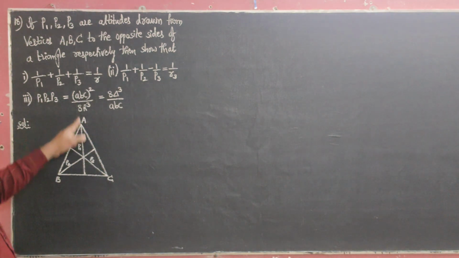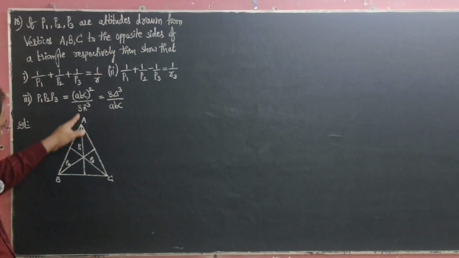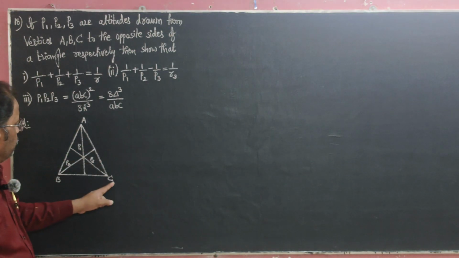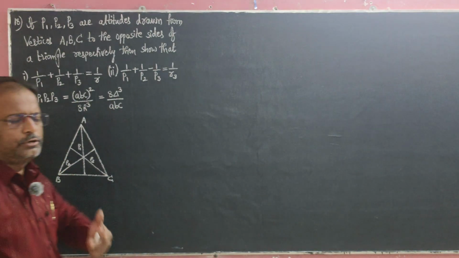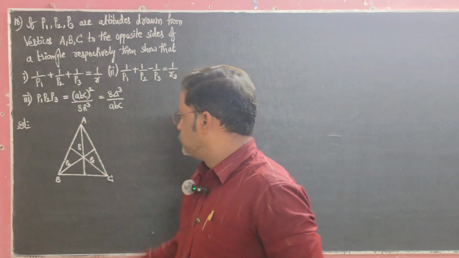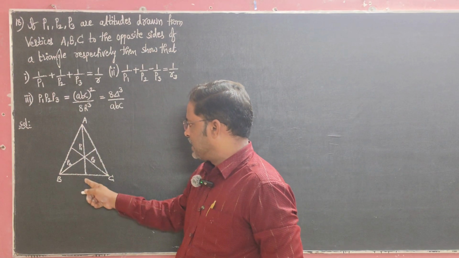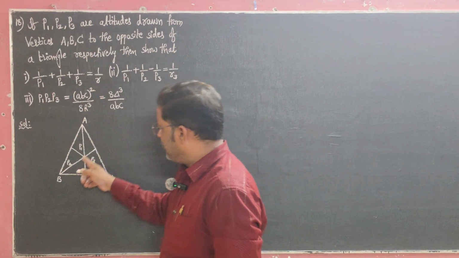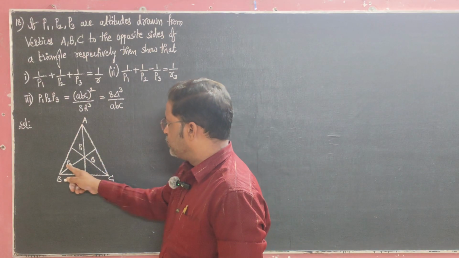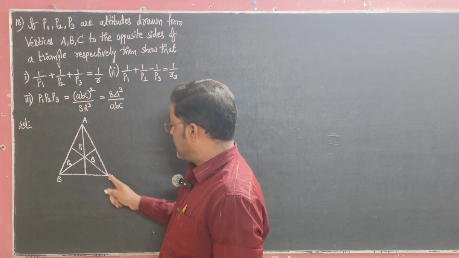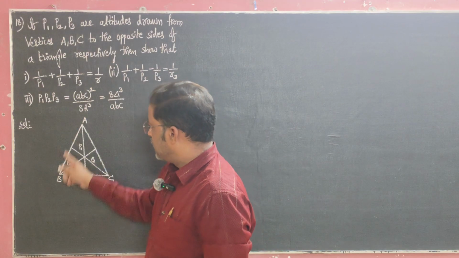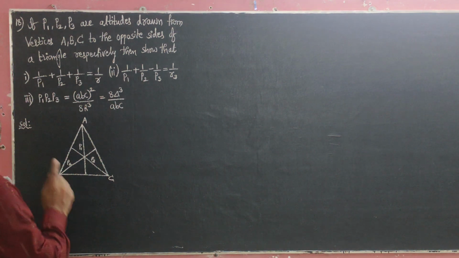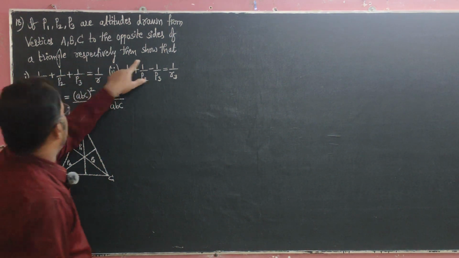This is P1, the altitude from A; from B the altitude is P2; from C the altitude is P3. Altitude means nothing but perpendicular. A से एक perpendicular line ड्रा करे opposite side को, वो कौन सा है? P1. B से एक perpendicular line ड्रा करे opposite side को, वो P2 है. P3 is the altitude from C to opposite side AB. So P1, P2, P3 respectively, then show that.